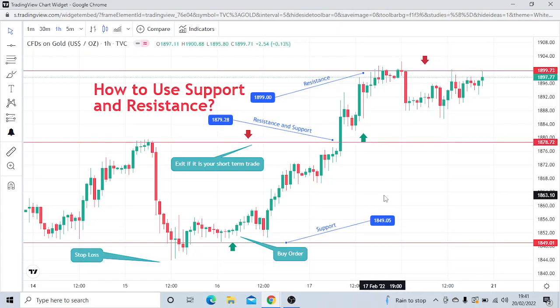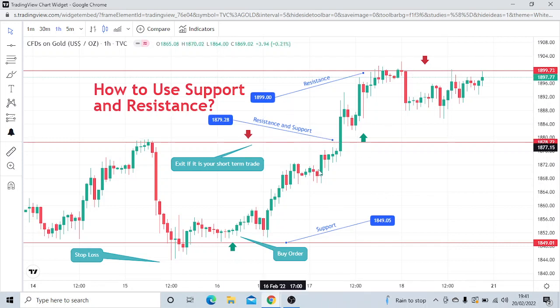My name is Yubraj. Today I'm going to discuss support level and resistance level. It is very important to find out in our trade because it provides us significant information about where we need to keep our stop loss and our exit point.